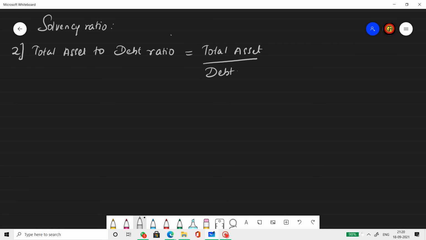The next ratio under solvency is asset to debt ratio, which is total asset divided by the debt. Total asset is total of the asset side, and debt is again long-term debts and provisions only. This ratio measures the extent to which the debt is being covered by the asset. So all these ratios are mainly of interest to those who want to lend to the organization. So total asset divided by debt. Now let's do sums based on this.